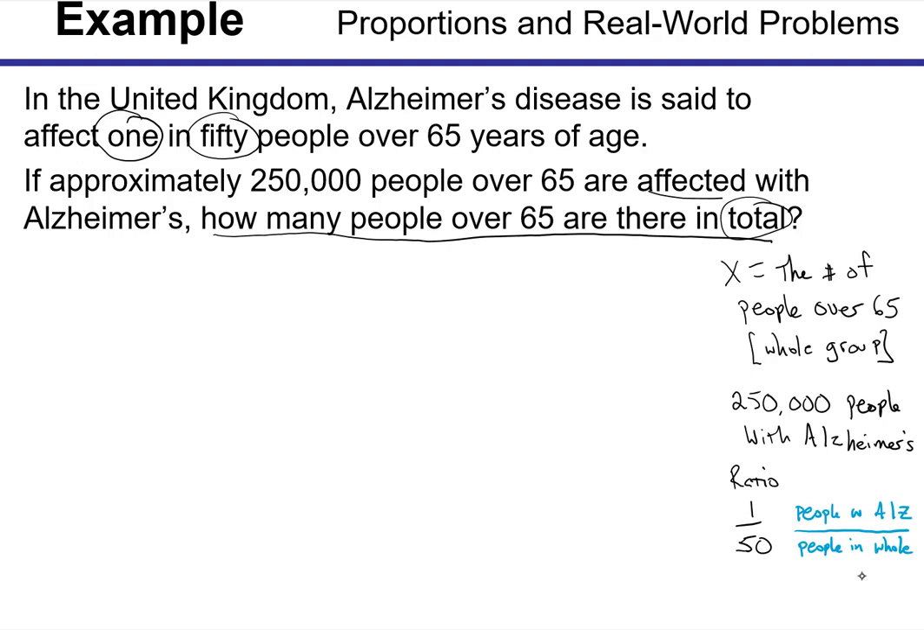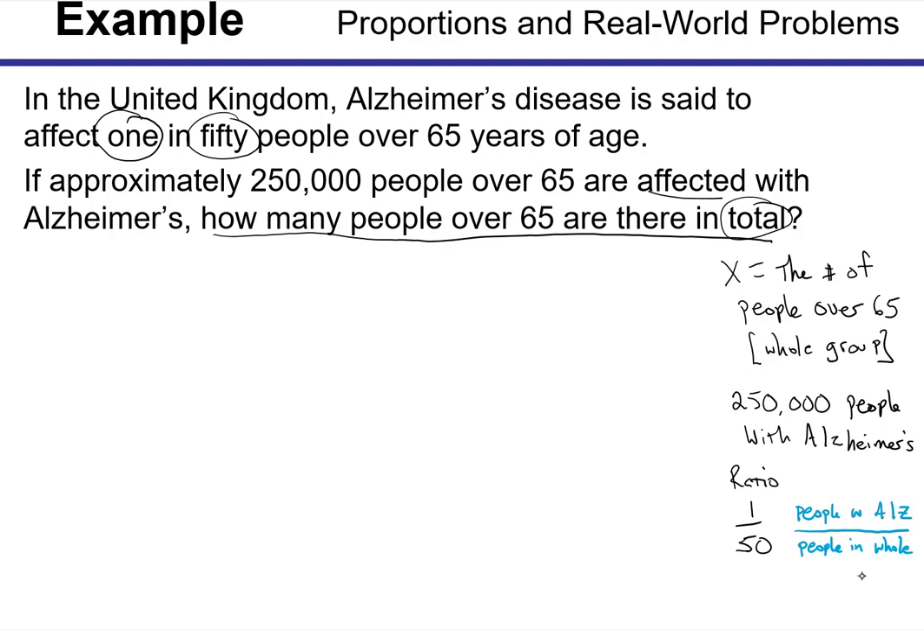So you can see here over on the bottom, I wrote down what the fraction means, what the ratio means. It means 1 person has Alzheimer's out of a group of 50. So if you went to the United Kingdom and you had a meeting with people who are over the age of 65, and there were 50 of them in the room, that's the whole group, 1 of them is going to have Alzheimer's. That's what this statistic is telling us.